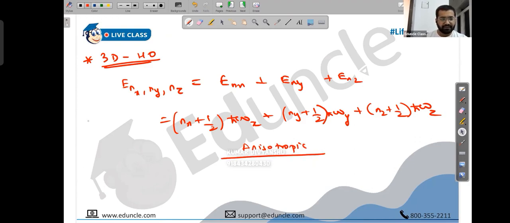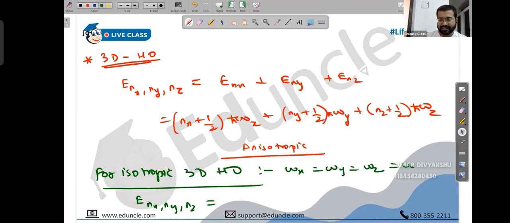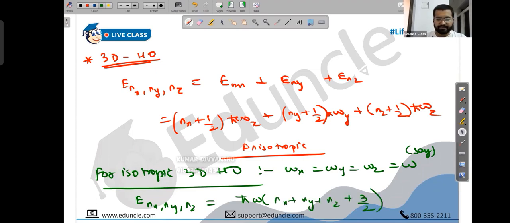Isotropic. So for the isotropic 3D harmonic oscillator, the value of energy E of nx, ny, nz would be, when you say isotropic, it means frequency of vibration will be the same in all directions. Let's call it omega. So you can take h cut omega common this time. If you take h cut omega common, you'll be left with nx plus ny plus nz plus half plus half plus half. What do we have, people? nx plus ny plus nz. Yes, half plus half plus half, that's 3/2.